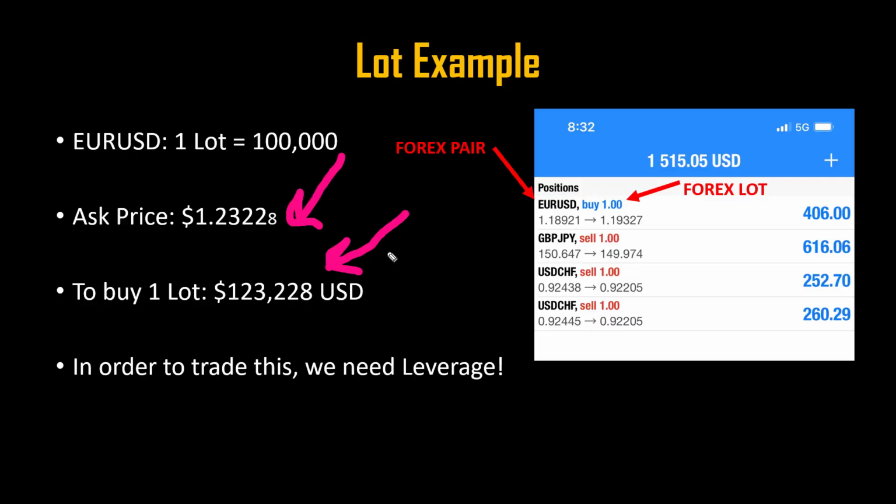Now, a lot of you guys might be looking at this and be like, well, how can I ever buy one lot? And again, guys, this boils down to why we have leverage. We have this leverage in order to make these trades. We're only using 1% of our account and 99% of the broker's money. So I promise you guys, you'll be able to take one lot with a small account. You'll see what I mean.